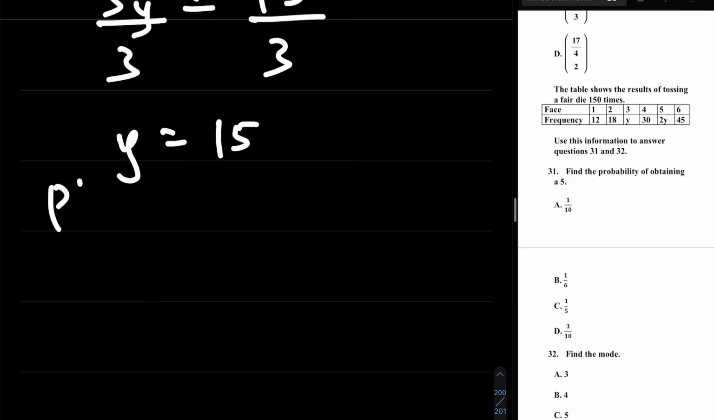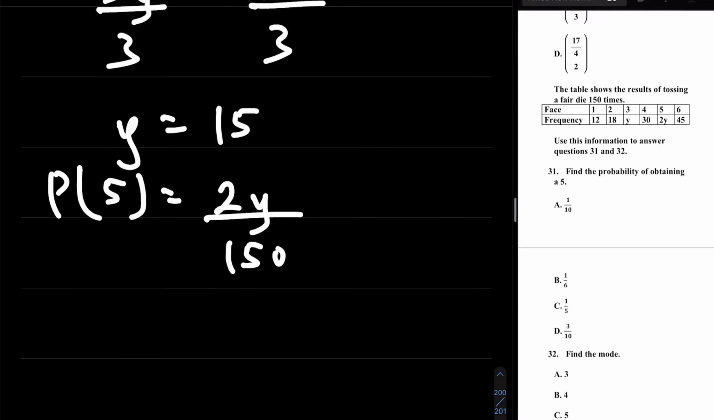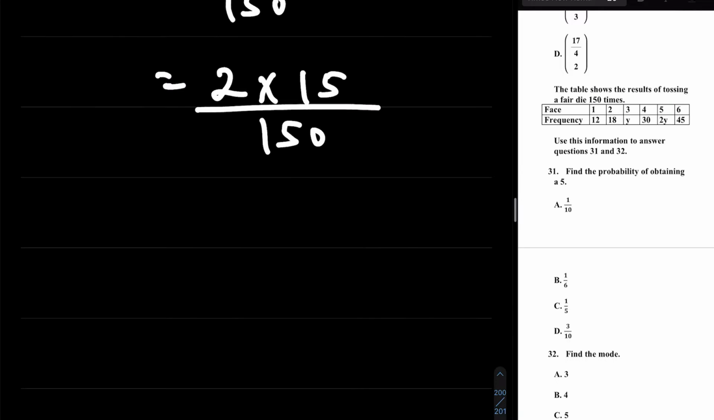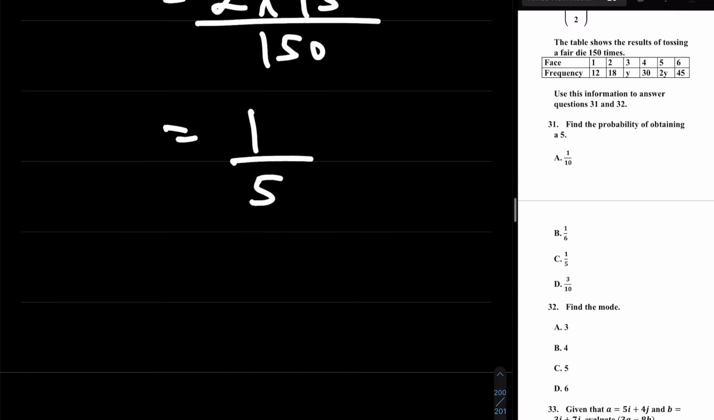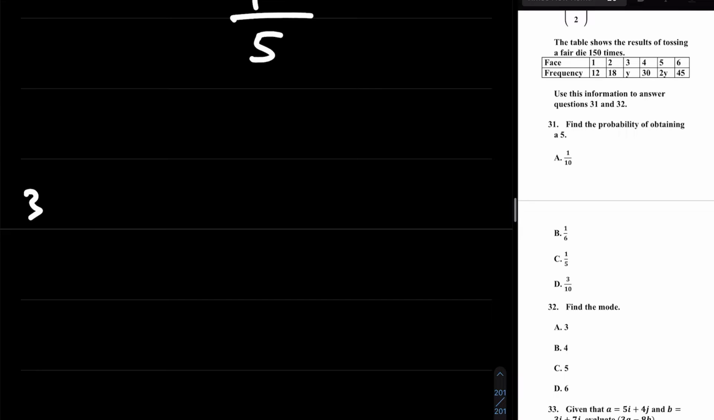That means the probability of obtaining a 5, which is 2y over 150, is 2 times 15 all over 150. And that's 30 over 150, which is 1 over 5. So the option that matches that is C. That means the answer to 31 is C. Straight we go to the next, which is number 32.